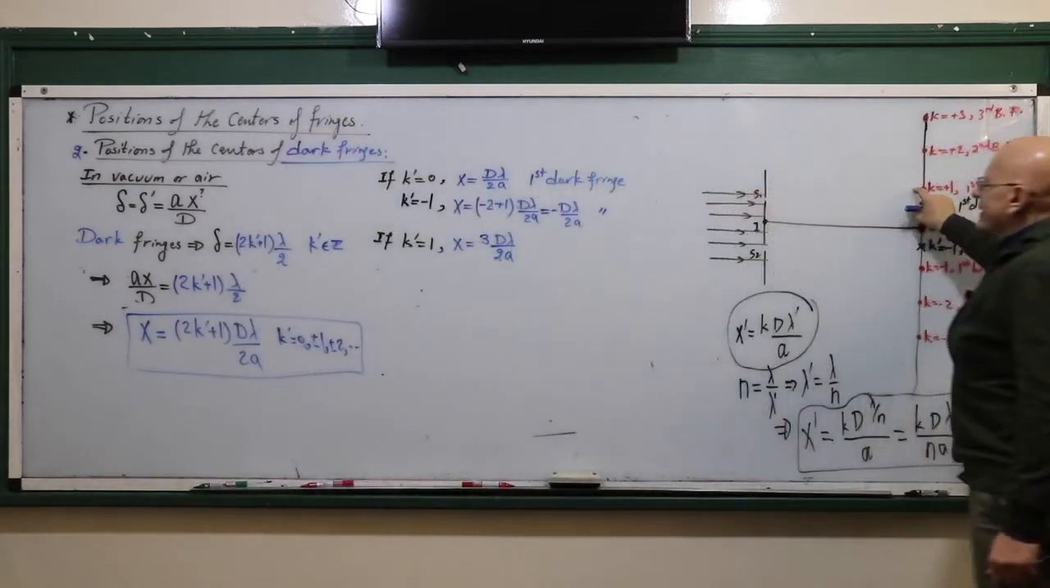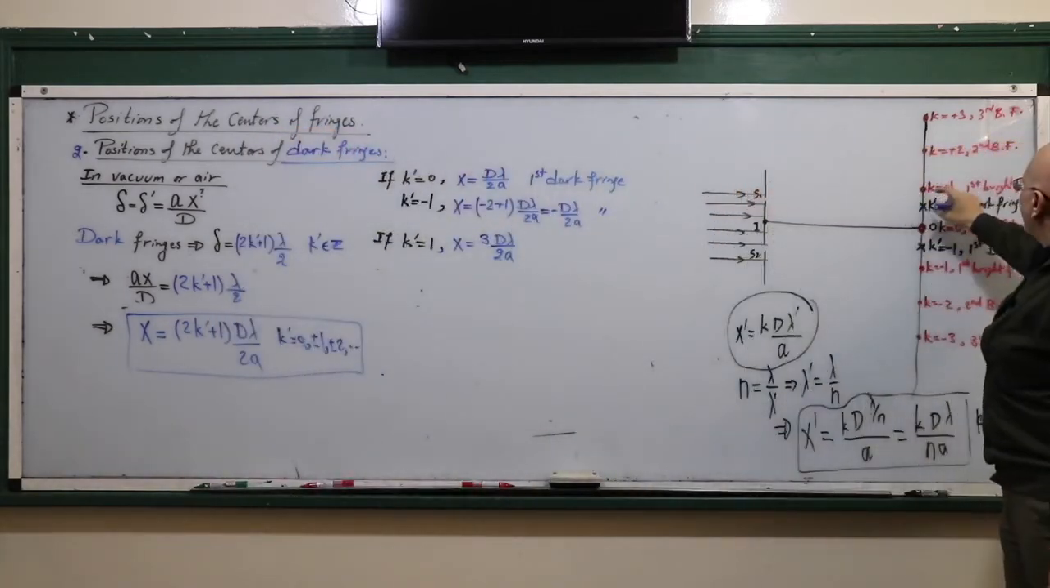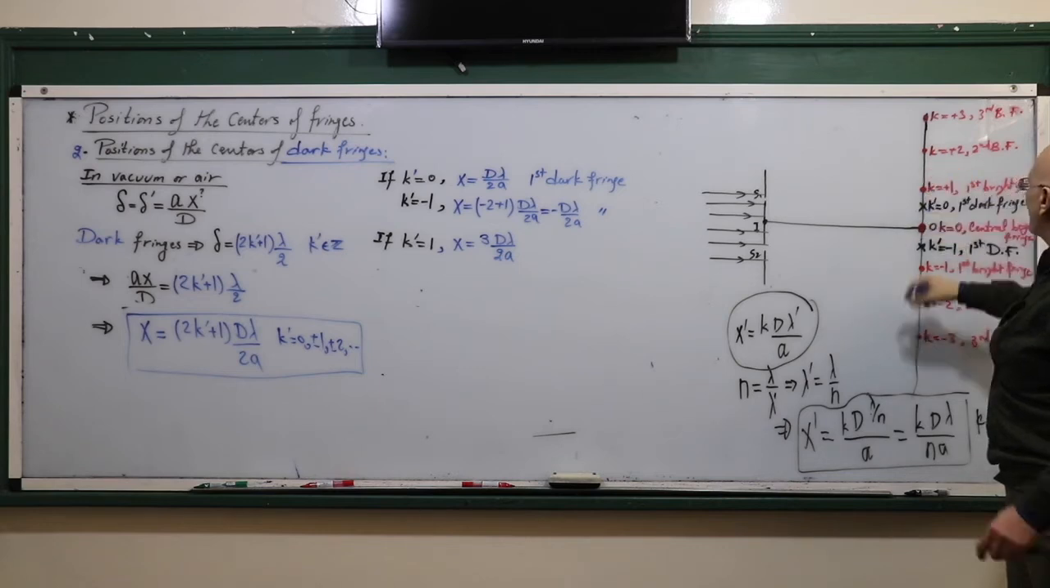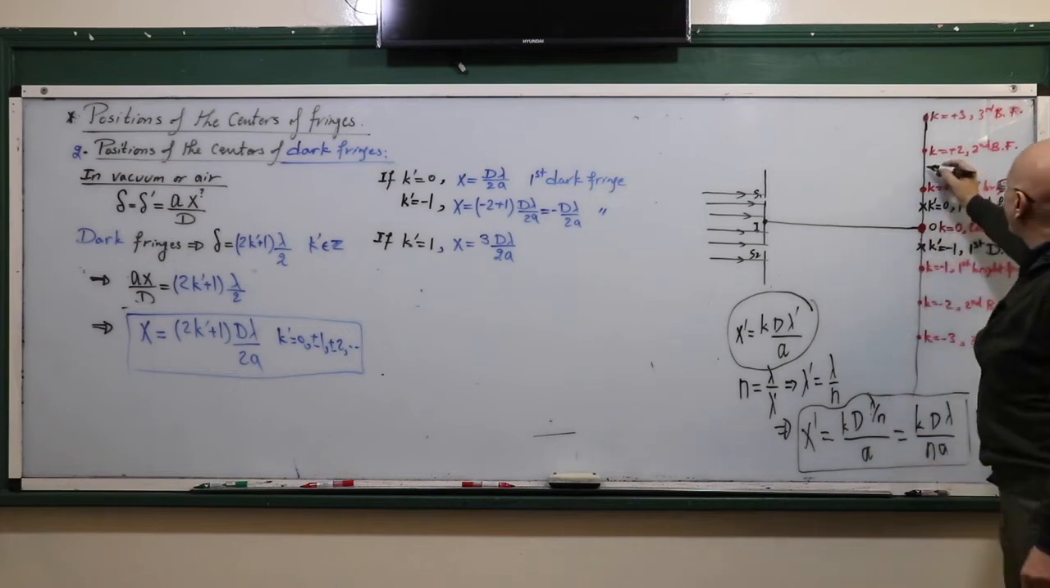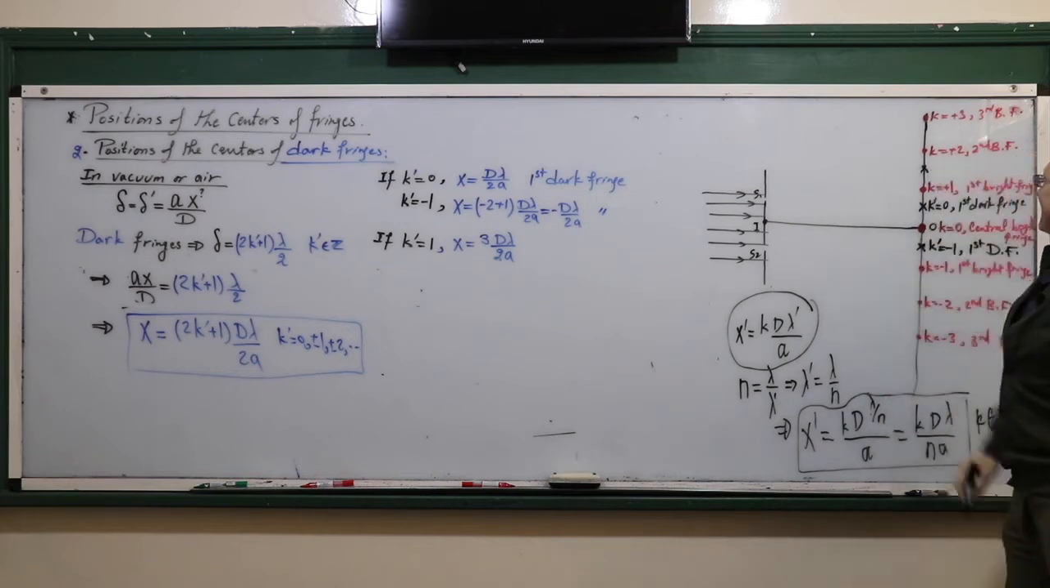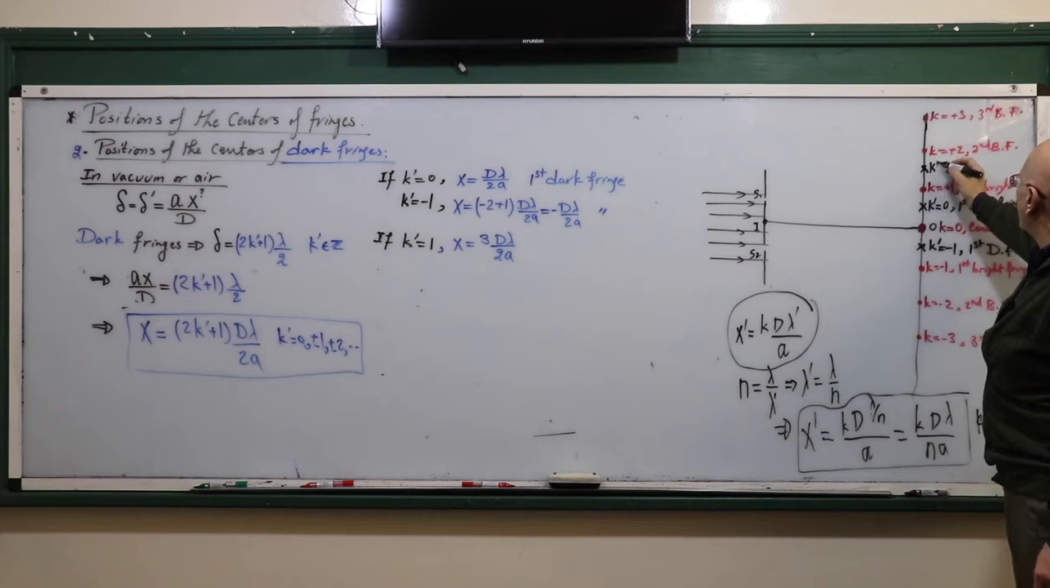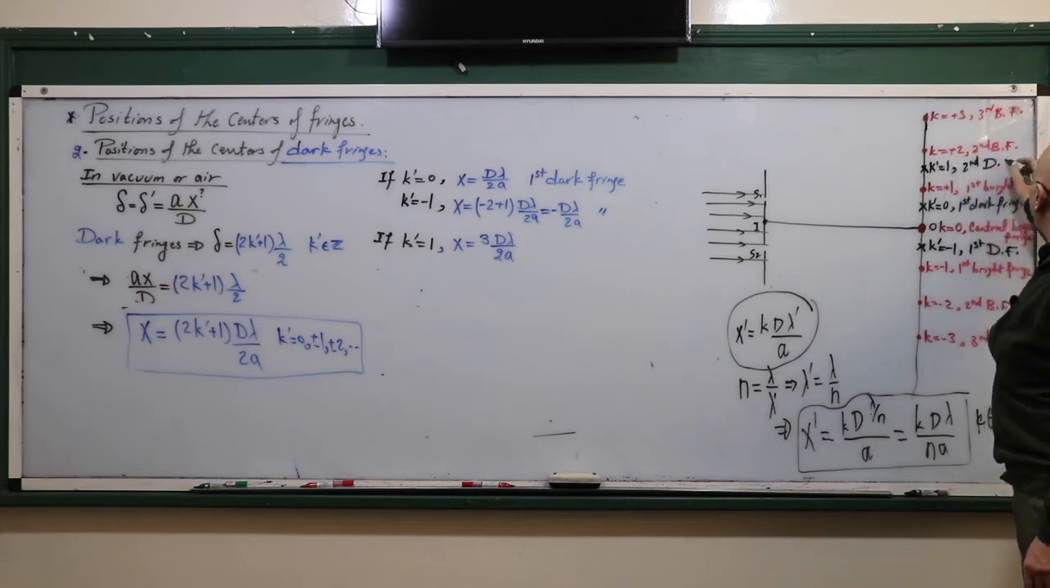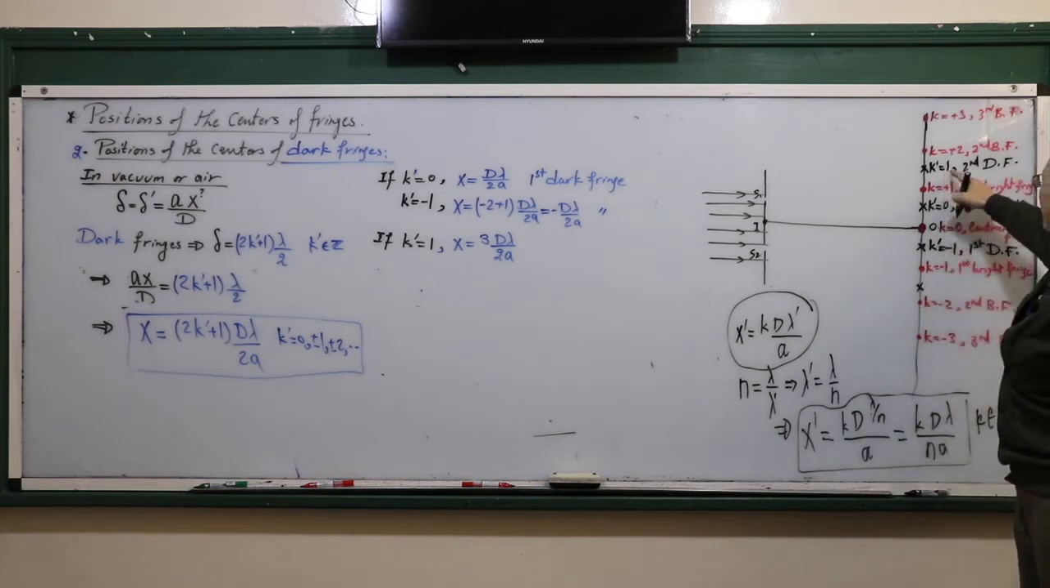If this is d lambda over A plus d lambda over 2A, you get the center of the second dark fringe of order K prime equal 1. So this is the second dark fringe. Also there is one here. What is its order? This is of order 1.